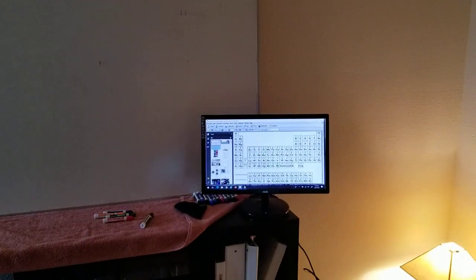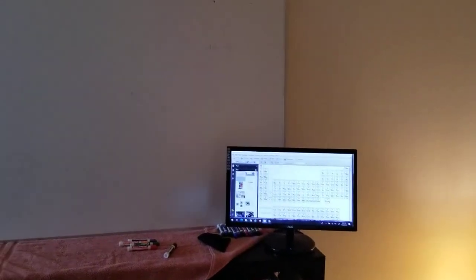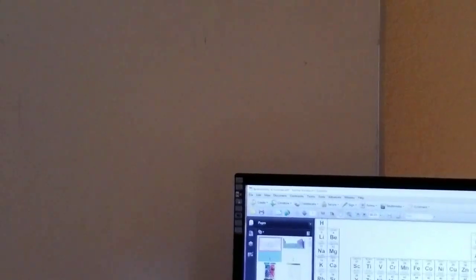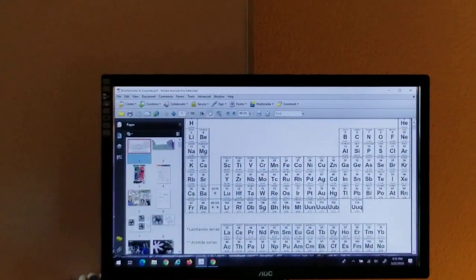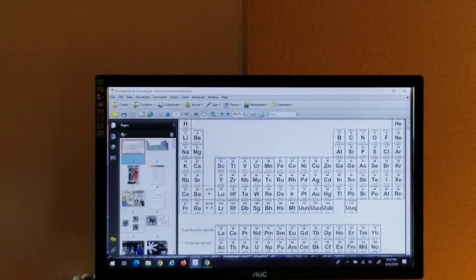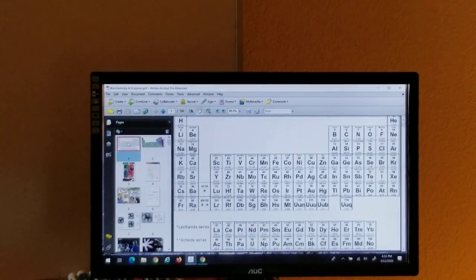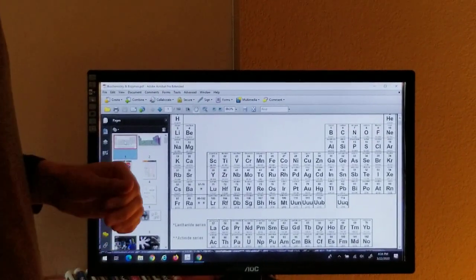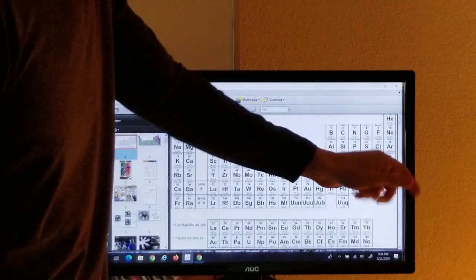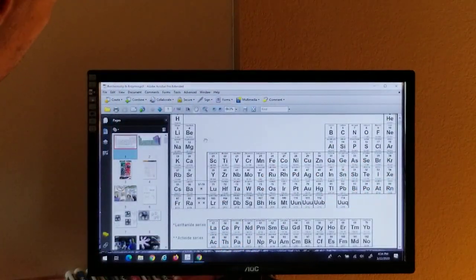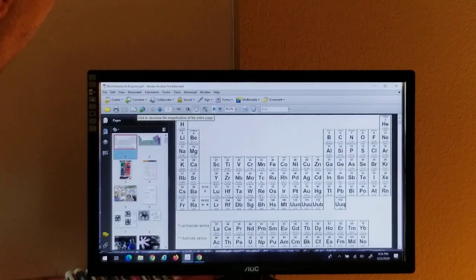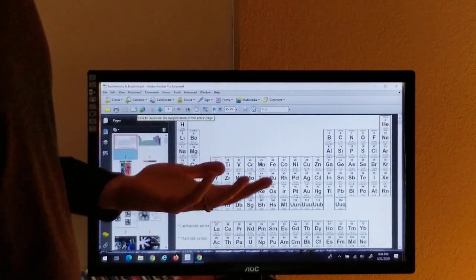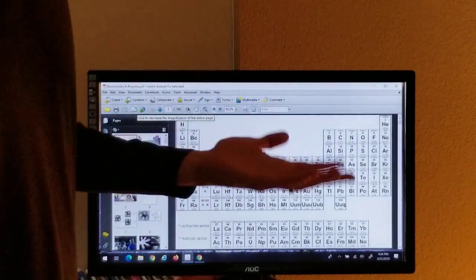If I look at a periodic table, I'm going to zoom in on this periodic table. So if I look at this periodic table, one of the things that we probably remember from chemistry is these are the noble gases. The noble gases will tend to be stable, so they're never trying to gain or lose electrons.